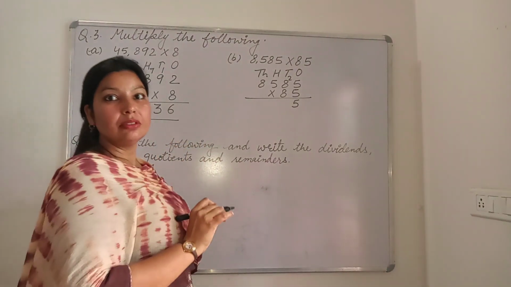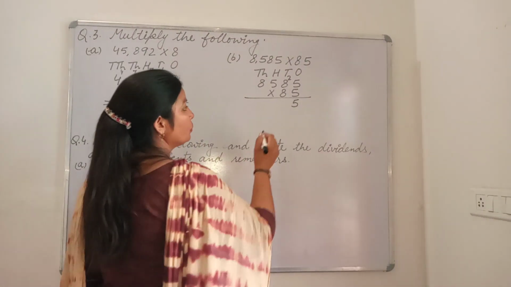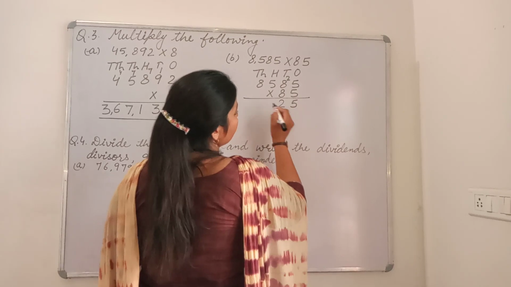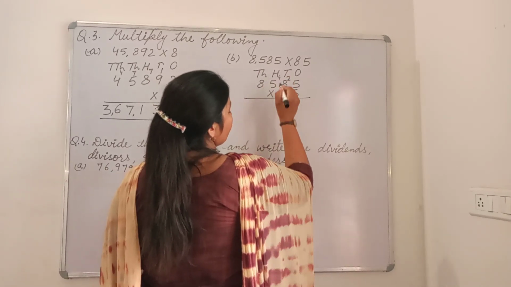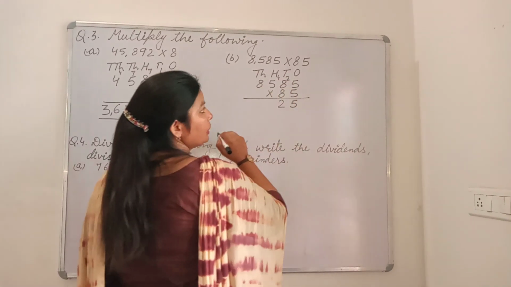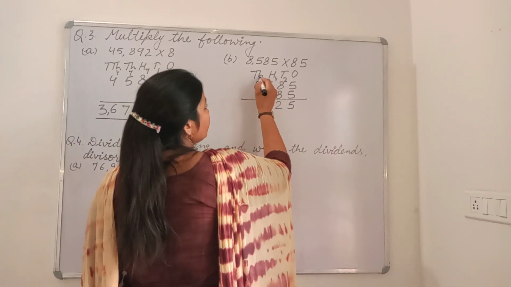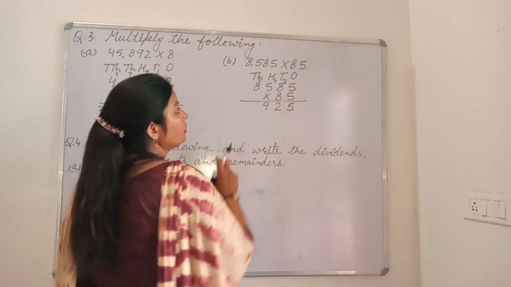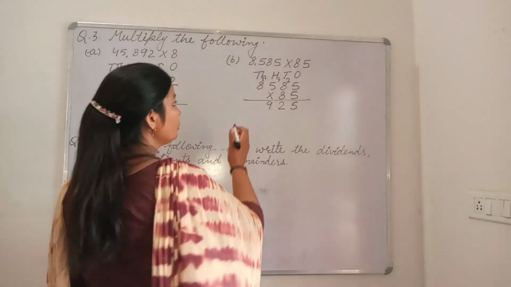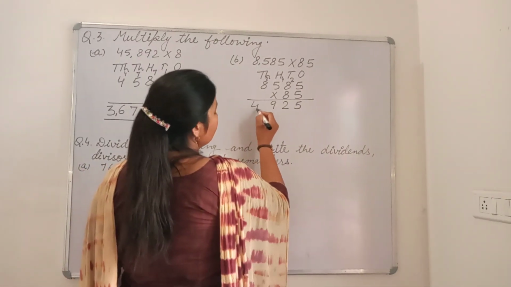Now 5 eights are 40. 40 plus 2, 42. 4 goes carry. 5 fives are 25. 25 plus 4, 29. 2 goes carry. Now 5 eights are 40. 40 plus 2, 42. Okay.